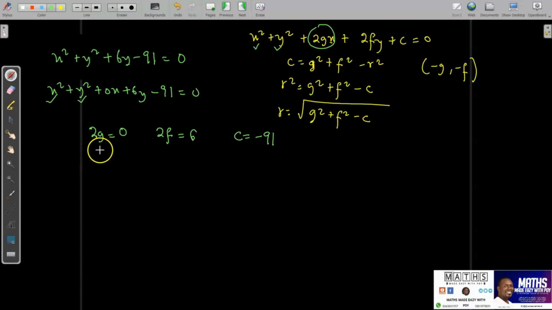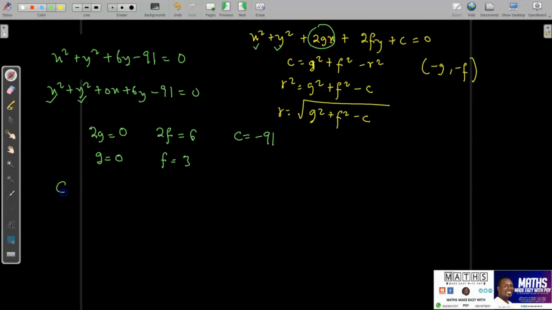Please, are you with me? So going on, g will be equal to, dividing both sides by 2, 0. And then over here, dividing both sides by 2, you get f equal to 3. Our c, as I said, is still negative 91. But remember, before you use this formula, your g must be negative g and negative f.